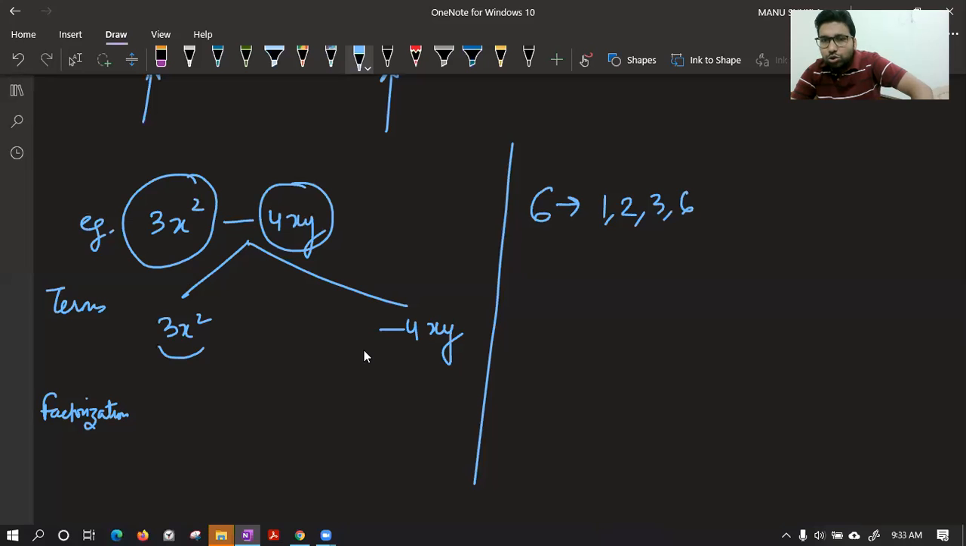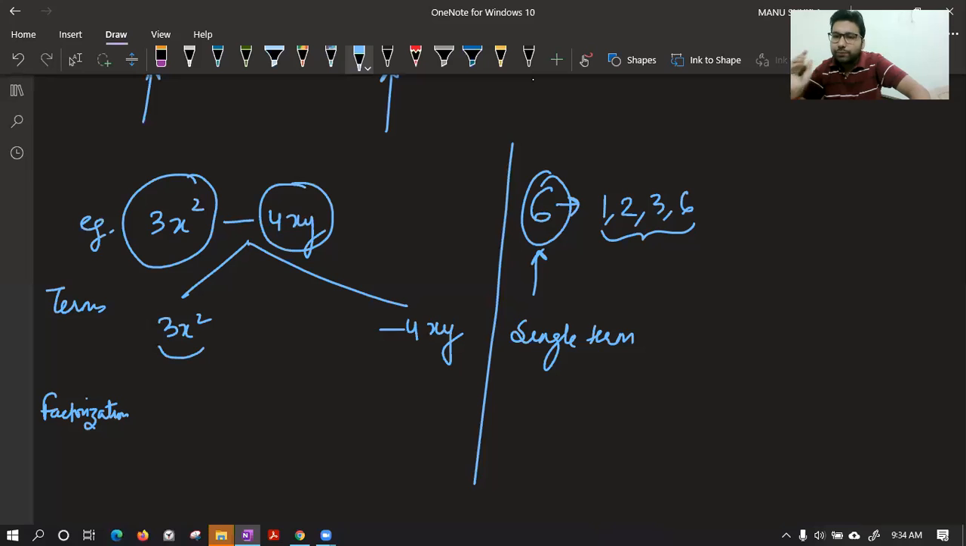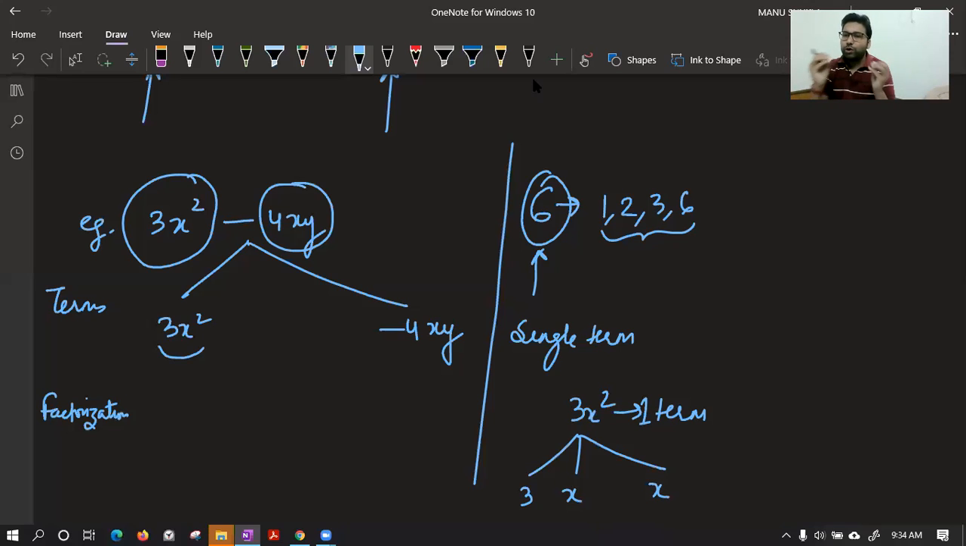itself. So 6 is a term. It is a single term. 6 is a single term having how many factors? 6 is a single term containing 4 factors. Similarly, here also we will discuss the same concept. 3x square. So 3x square is a term. It is one term only, but the factors are 3, x and x. Like that you have broken it. Class, try to understand. Factors means which can multiply to bring the number back.